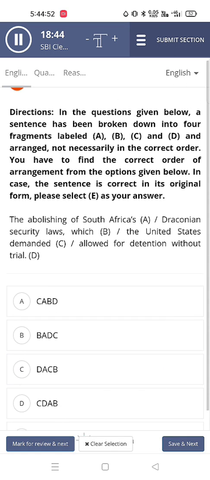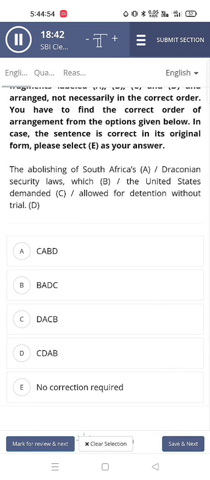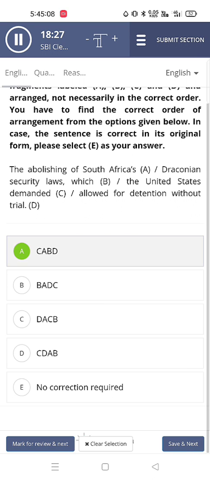answer. Then we will move to this, the abolishing of South Africa's. First we will try option C, the United States demanded the abolishing of South Africa's draconian security laws which allowed for detention without trial. It is the answer.